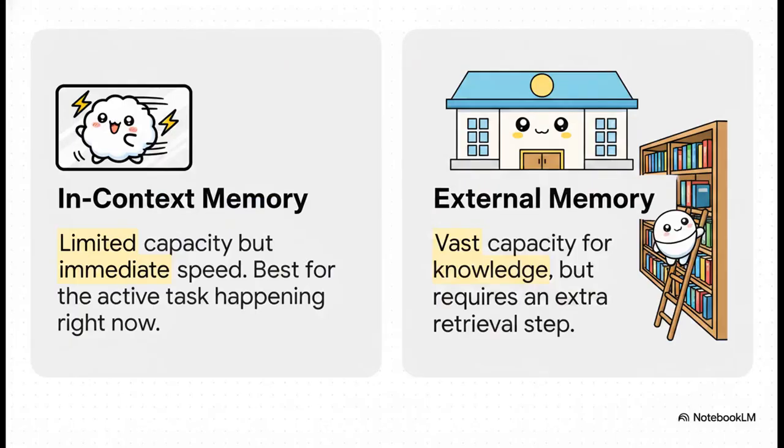And this right here really gets to the heart of the trade-off every developer has to manage. In-context memory is immediate, lightning fast, and perfect for what you're doing right now. But it's tiny.